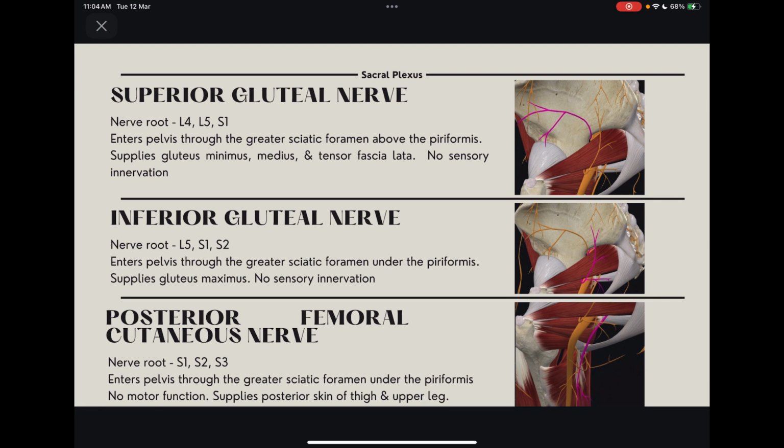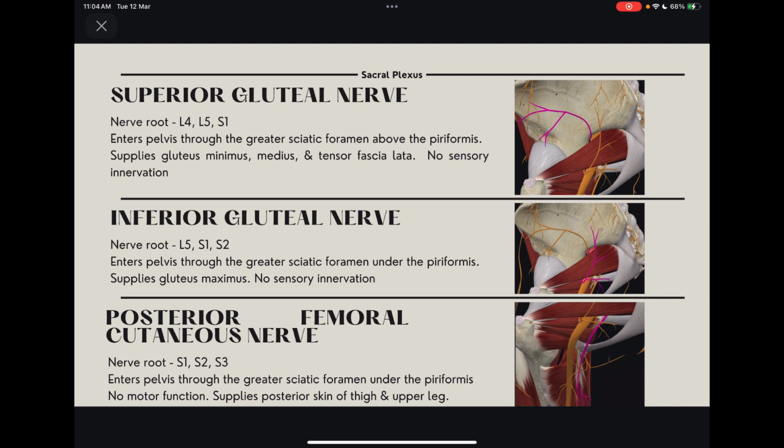The inferior gluteal nerve has the nerve roots L5, S1, S2, and as mentioned, doesn't have any sensory innervation, only goes to supply gluteus maximus. Posterior femoral cutaneous nerve, nerve roots S1, S2, S3, also enters the greater sciatic foramen under the piriformis muscle, and unlike the first two nerves, does not have any motor function or muscular innervation. It would only supply the skin of the posterior part of the thigh and the upper leg. So again, as the name suggests, it's a posterior femoral cutaneous nerve, supplying the posterior part of the thigh and the upper part of the leg.